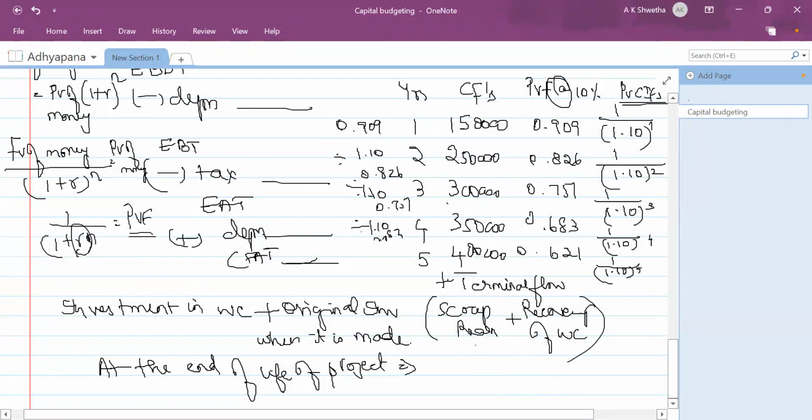In that scrap realization, in case the scrap realized is a gain, you will account for capital gain taxes, and then show the net scrap realized. As part of outflows, it is the original investment which is made in the machinery, and you will also include the working capital which is invested. You have to bring it also in present value terms to net it out to know the amount of net present value.